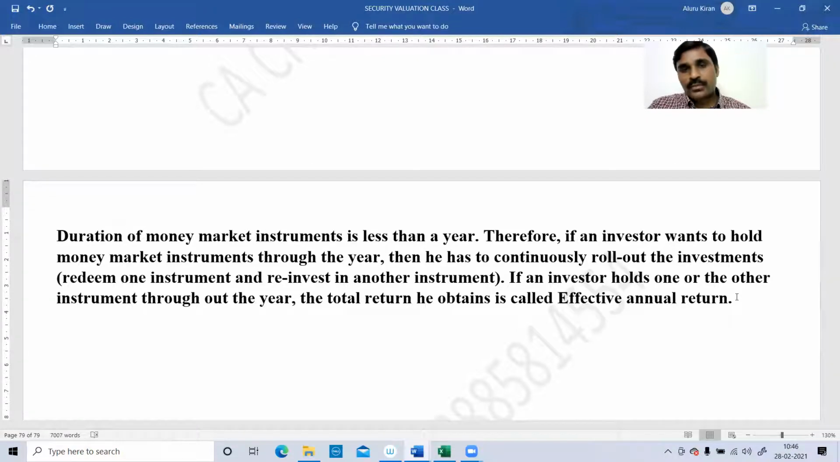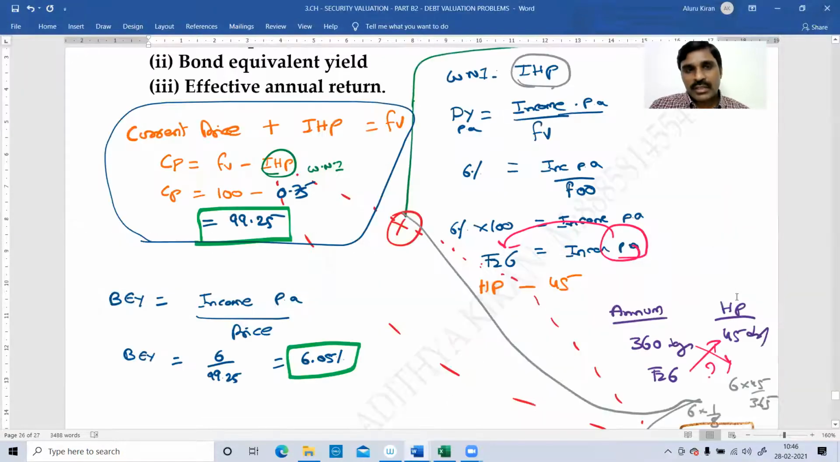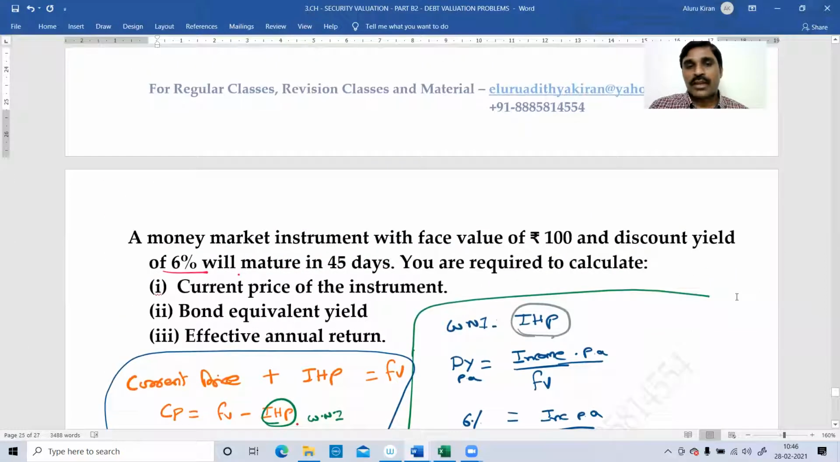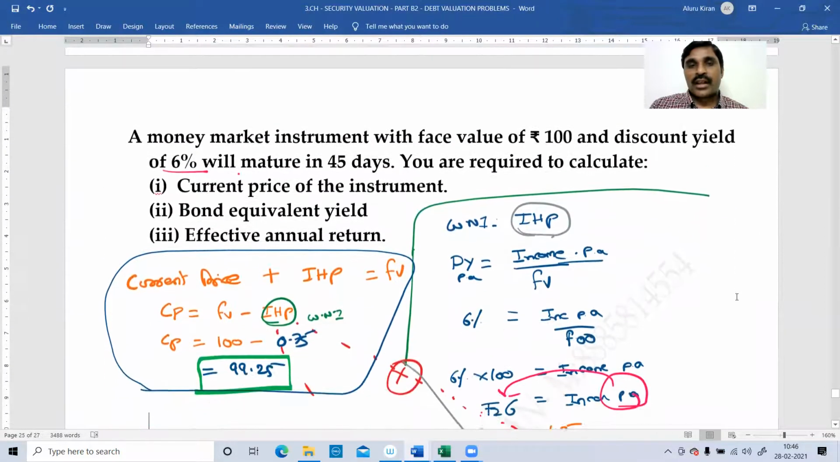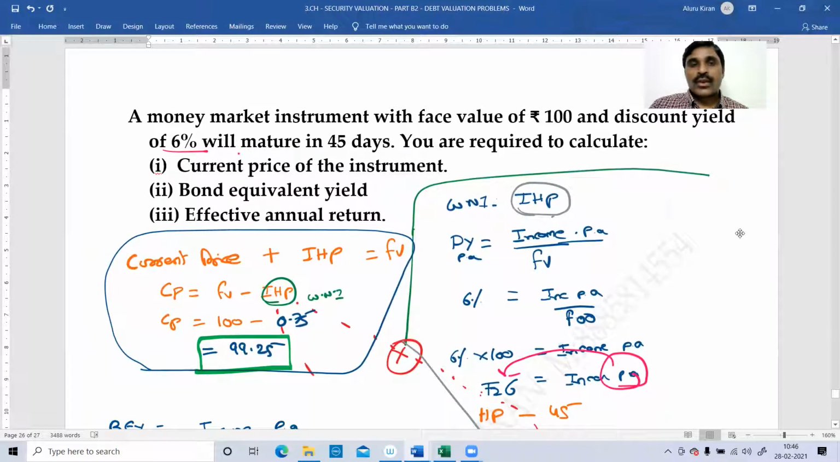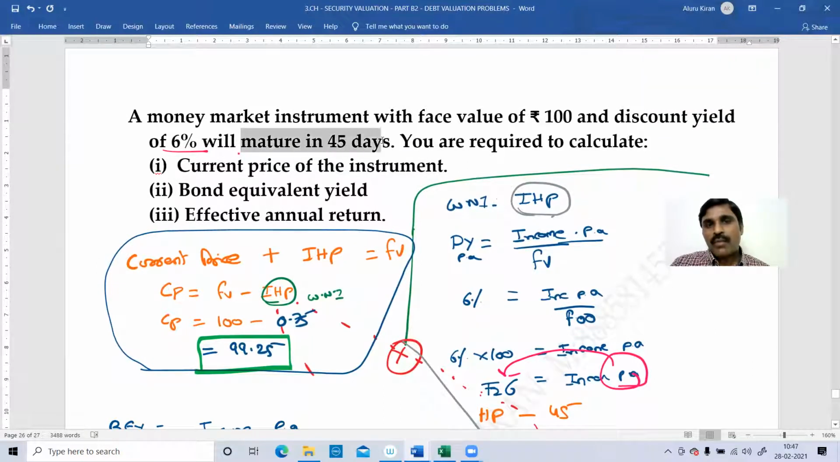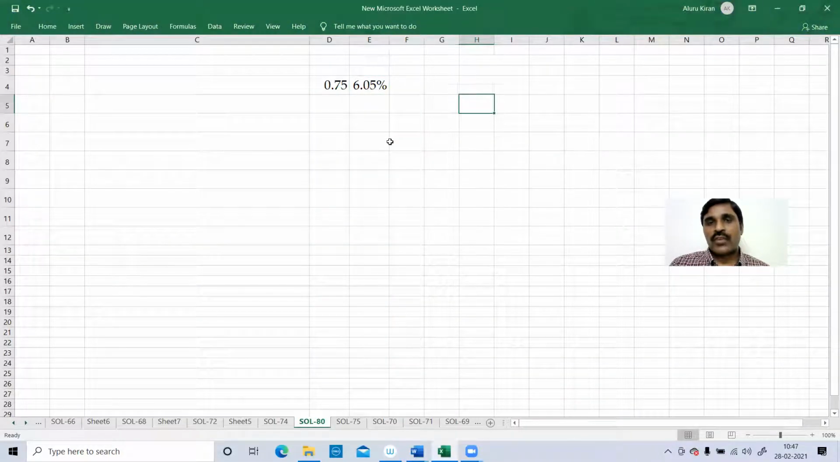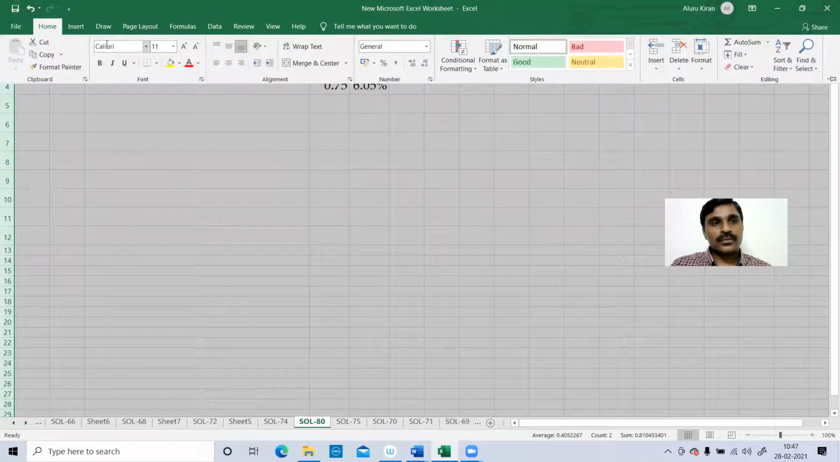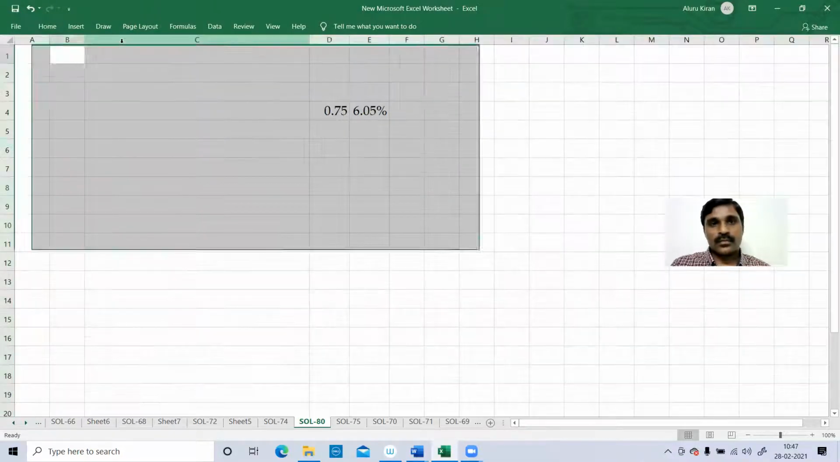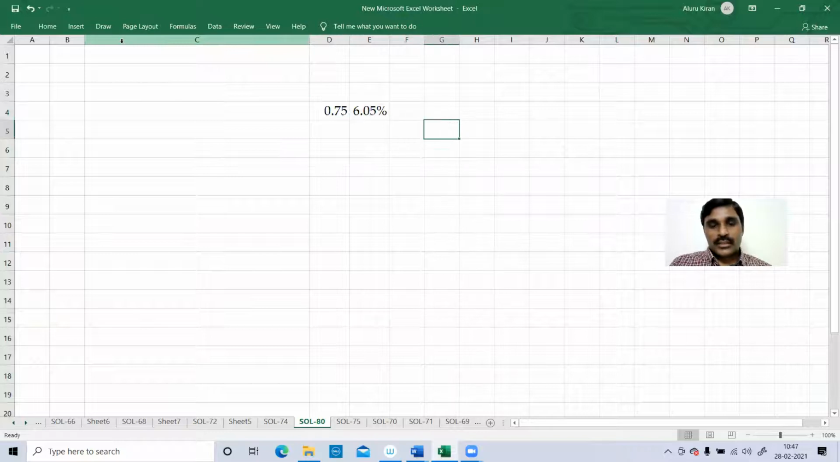Right. So now in our case, without using the formula, first I'll explain with the concept how you will calculate the effective annual return. Look at this. Our money market instrument matures in 45 days. So first I'll take January 1st to Feb 15, 45 days.